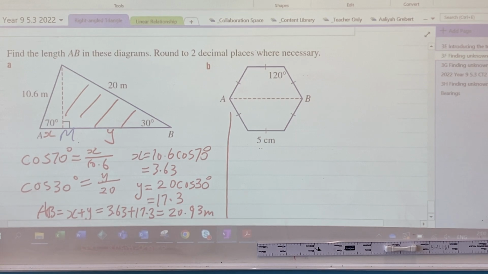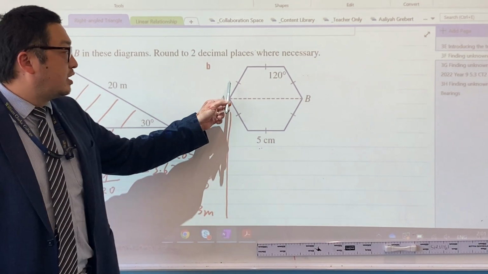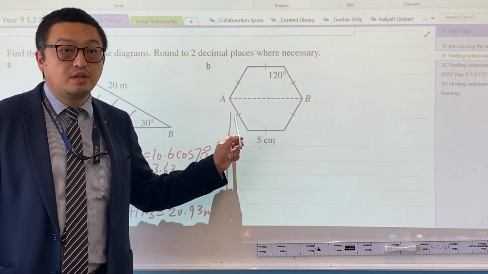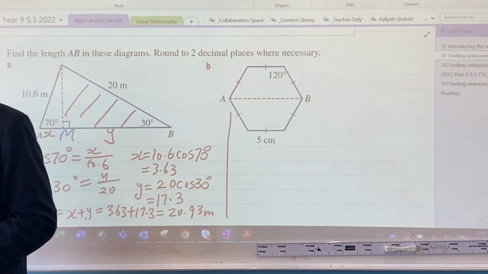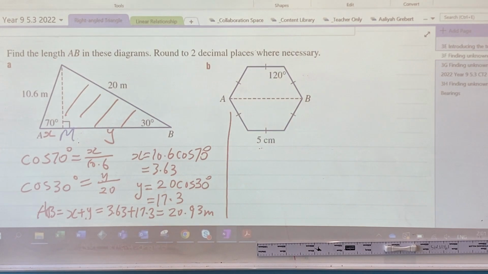Now this is what I mean. We can do the very basic question now. We need to start to practice these ones to improve our understanding to the next level. Have a look at part B. First of all, what do those symbols mean? They are equal.